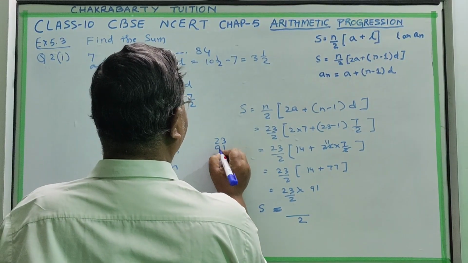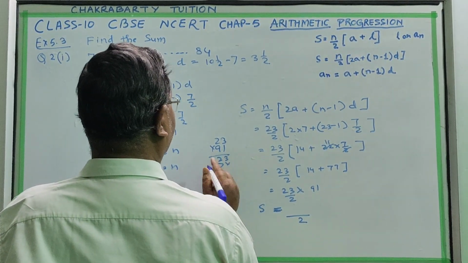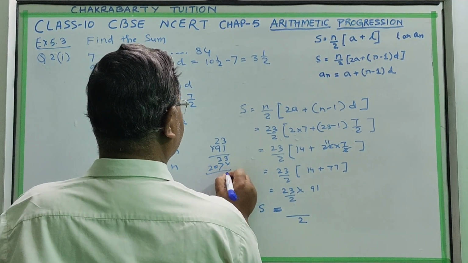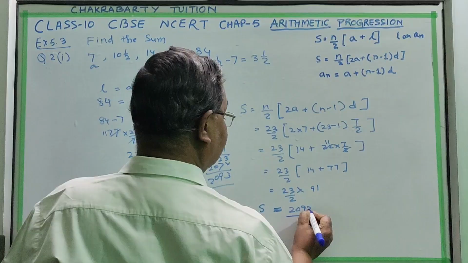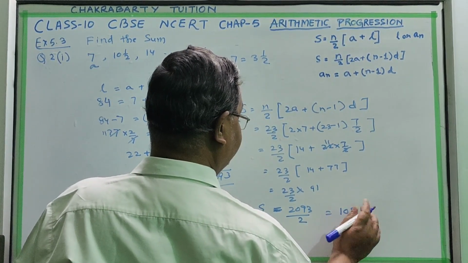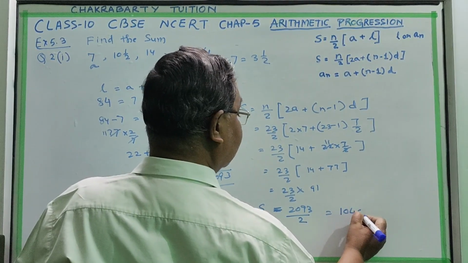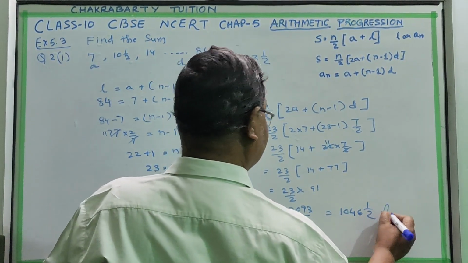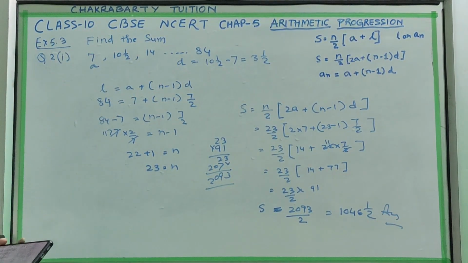So 23 and 91, multiplying it will be 2093. So your answer will be 2093 upon 2. This will be your answer. Okay, so this 2.1 is solved.